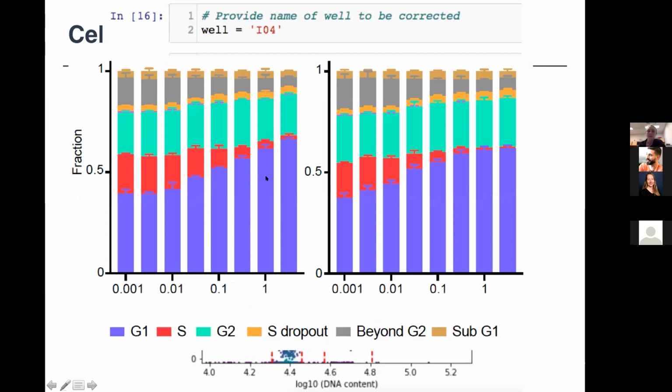We summarize these cell cycle plots in stacked bar graphs, and so here we're showing two drugs that induce a G1 arrest. G1 is shown in purple, S phase in red, G2 in green, and then the other populations in the other colors at the top. And what you can see here is that in both cases with increase in concentration, you get loss of S phase cells and an accumulation of G1 phase cells.